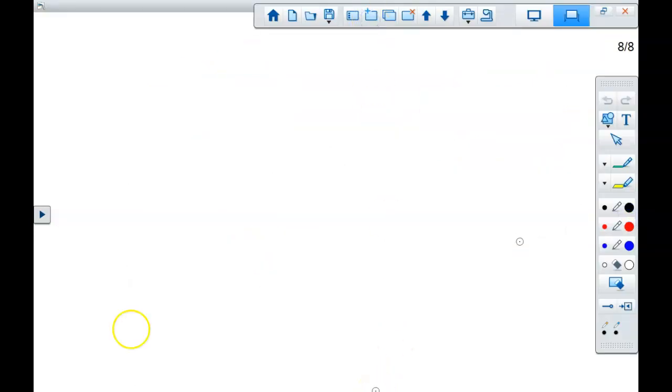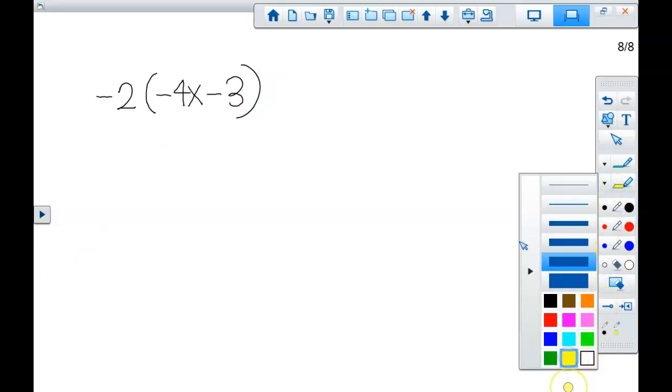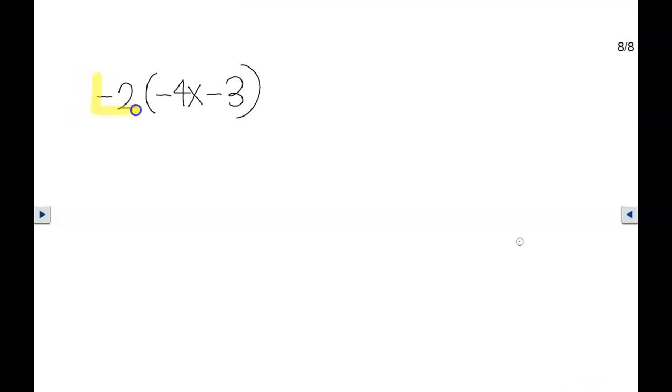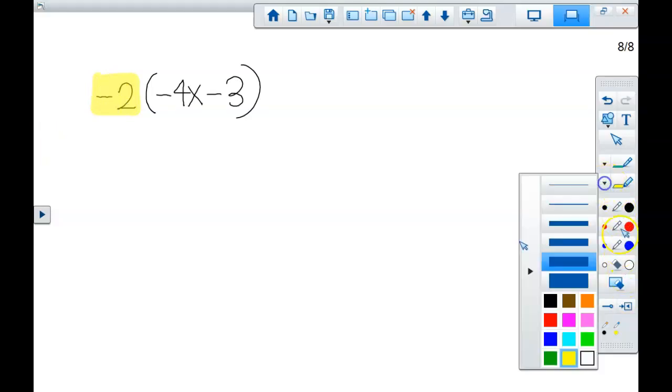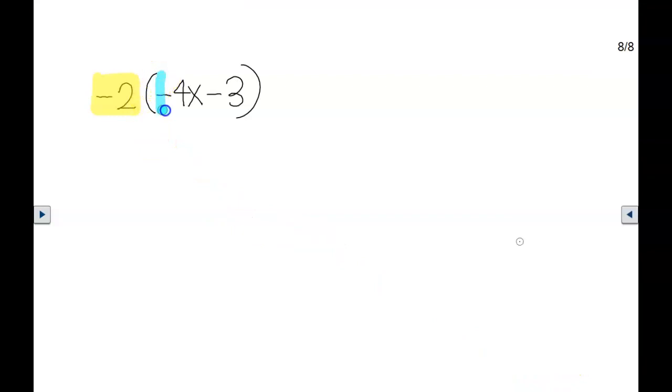Okay, let's do this time negative 2 times a negative 4x minus 3. Now, first, let's do it the way you would have done it last year. I'm going to do one more the way you would have done it last year, and then I'm going to move on and start doing them all the new way. So this problem says that I want to do a negative 2 times the group negative 4x minus 3.